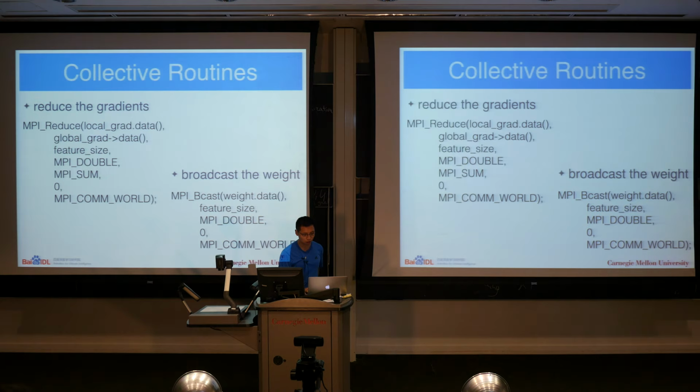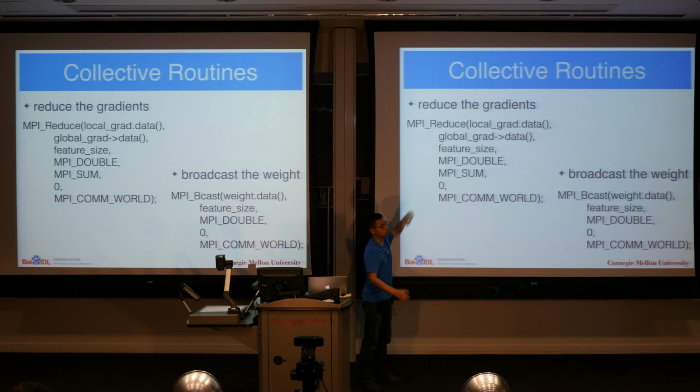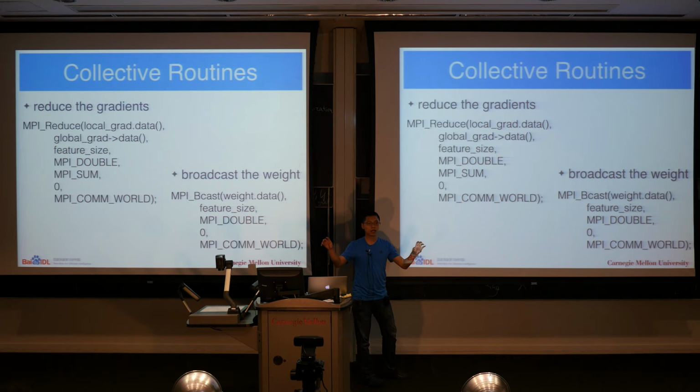MPI provides more than 100 functions. If you just want to implement gradient descent, it's quite simple. Using two functions is enough. One is MPI_Reduce, which means each worker provides a local gradient to that function, and there's a global gradient, which will be on rank 0. So you can gather all the local gradients to a particular machine. Here we set it to rank 0. Now you tell me how many features, how many entries there are. This is the feature size you have, because the gradient size is the number of features.